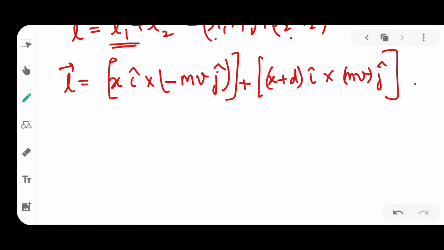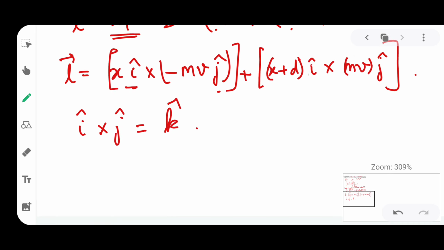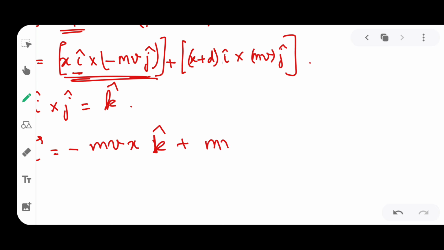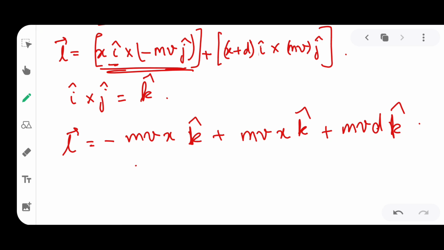This we have to simplify. When you simplify this, what will you get? This is i cross j. Now what is i vector cross j vector? i vector cross j vector is equal to k vector. So L is equal to minus mvx into k cap, plus here you will get mvx into k cap plus mvd into k cap. So this is your final answer. These two terms will get cancelled. So L vector is clearly mvd into k cap.